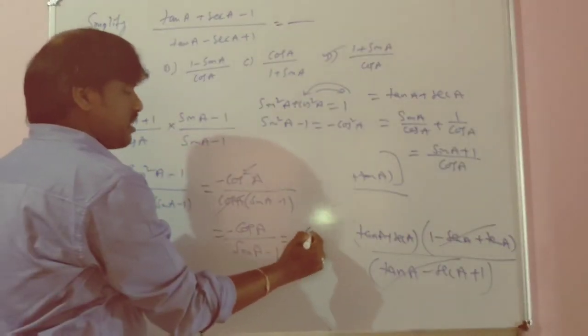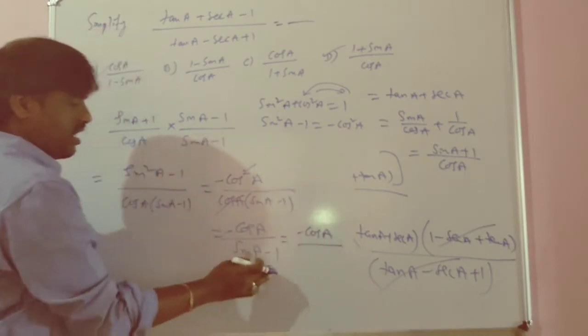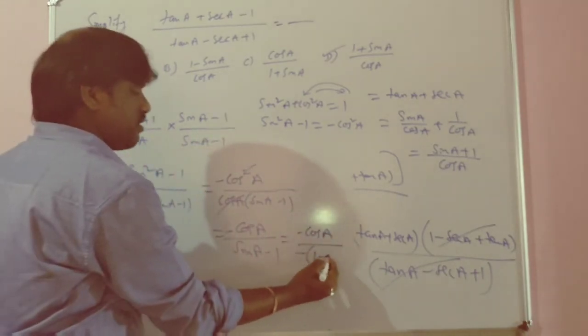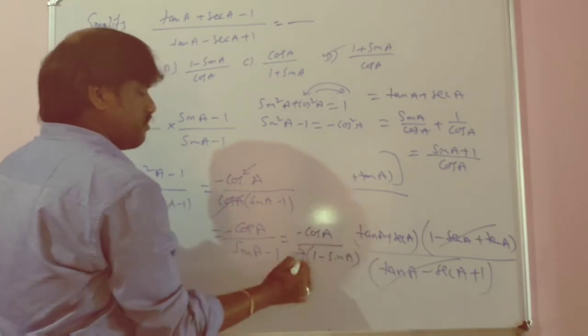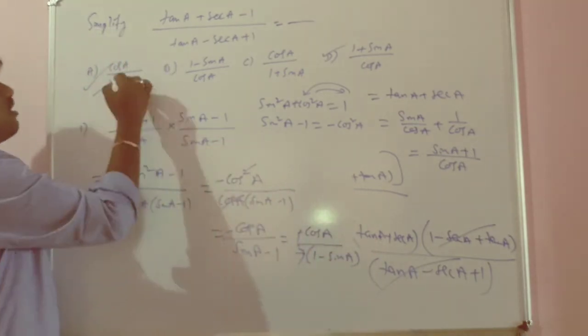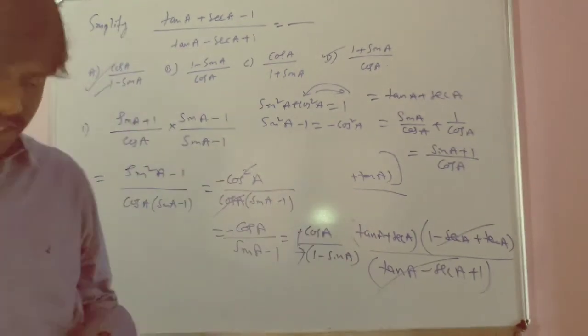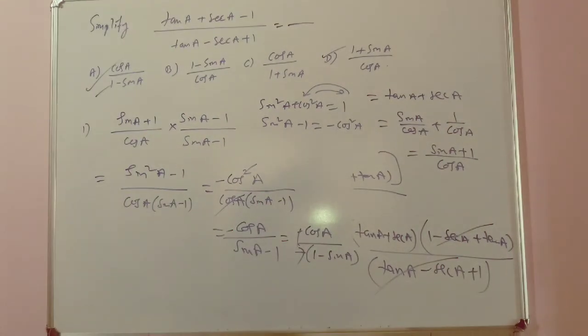What I can write as minus cos A divided by, you can take minus common, so I get 1 minus sin A, and this minus minus cancels. Now it looks like option A is right. Hope you understand. Let us see the next question.